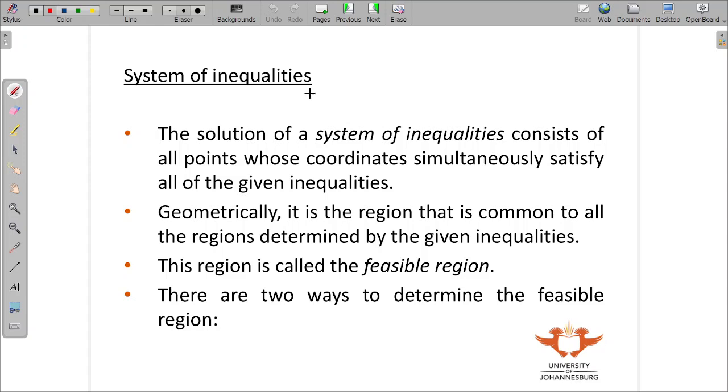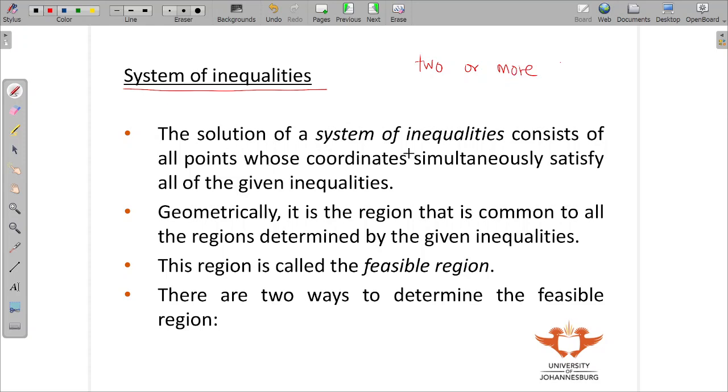Previously we did a single inequality, and we drew the graph for a single inequality and were able to identify the region of solution. Now we are going into systems of inequalities. That means when we have two or more inequalities.